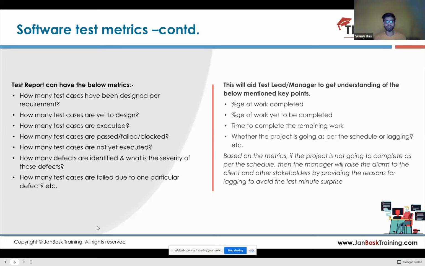Yes, that's what I mean. The test lead. See the first point, how many test cases have been designed per requirement. Once you tell them that I have written only 15 test cases for 10 requirements, at that time the test lead will tell you, okay, why are there so few test cases for 10 requirements? That's why I told you, as a tester you need to provide the data to the lead or management, and then based on the data they are going to generate the metrics, and then they are going to give you the feedback.